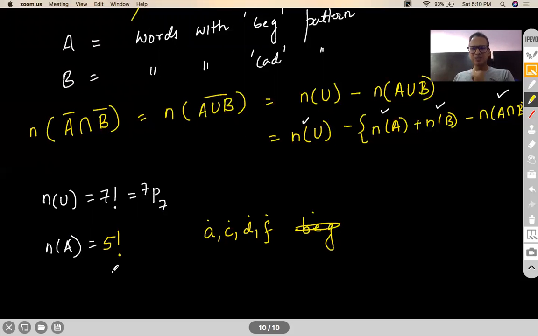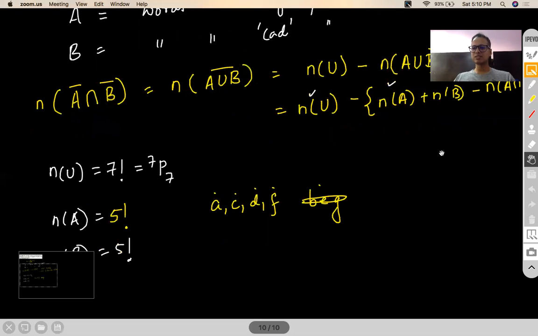Now some people must be thinking, sir, 5 factorial into 3 factorial? Tell me, will I multiply by 3 factorial? No. Why? Because I don't want BEG to shuffle. EBG is allowed, GBE is allowed, like that it is allowed. Only that BEG thing is not allowed. So you are not allowed to shuffle the BEG alphabets among themselves. Can I say, my dear students, in the same way, CAD can also be treated? 5 factorial. Okay, no need to write it.